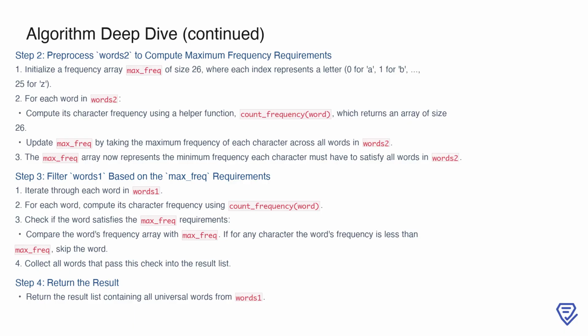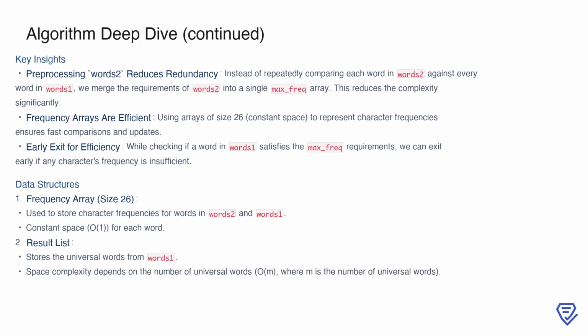Next, we filter words 1 by iterating over its words, calculating their character frequencies, and comparing them with max_frequency. If a word meets or exceeds the required frequency for all characters, it is added to the result list, which contains the universal words.